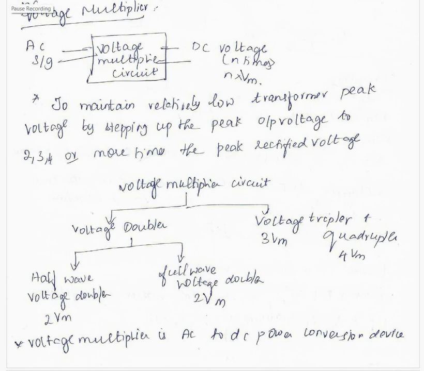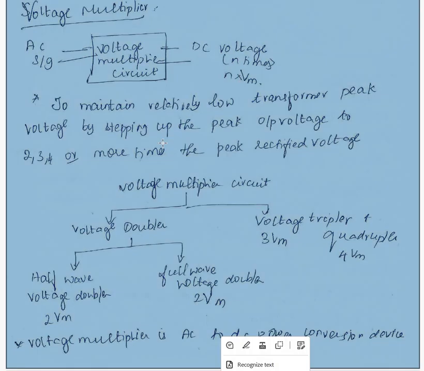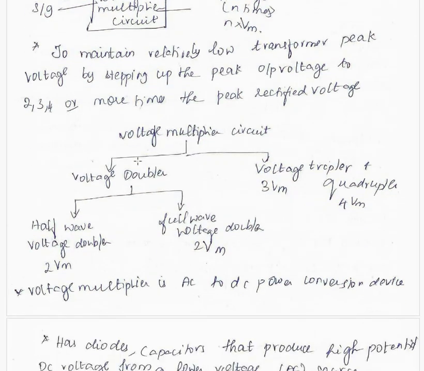Welcome. Next topic is voltage multiplier. So the AC signal when given to a voltage multiplier circuit, we get DC voltage N times the input voltage Vm. So if the input voltage is Vm and the voltage multiplier multiplies by a factor N, we get N Vm as the output. So a voltage multiplier may be the voltage doubler which gives 2 Vm as output.